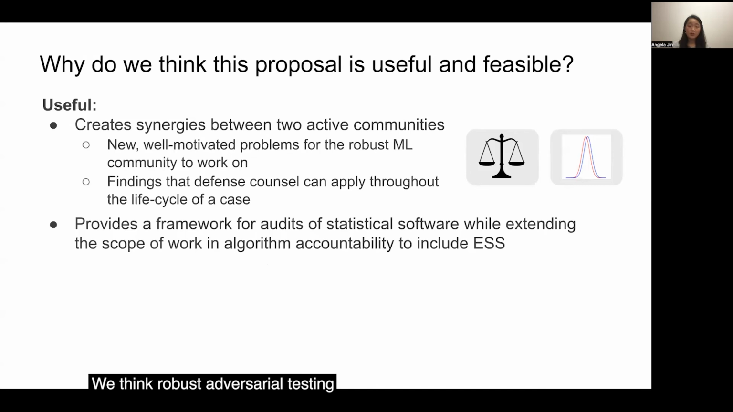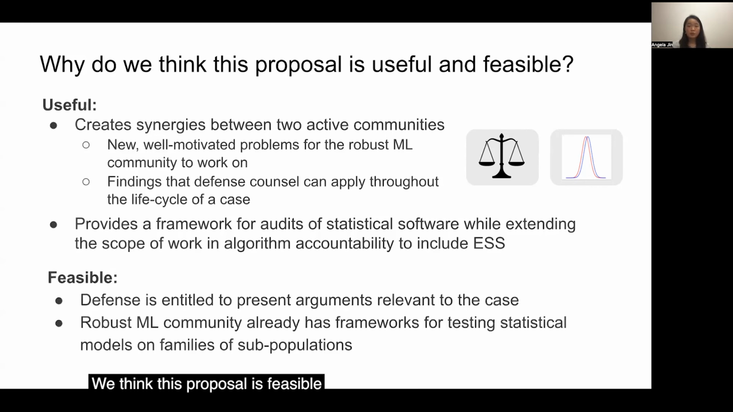We think robust adversarial testing is useful for several reasons. First, it connects 2 active communities and creates synergies between them. For instance, it provides new, well-motivated problems for the robust ML community to work on, and in turn, defense counsel can apply findings throughout the life cycle of a case. Our proposal also provides a framework for audits of statistical software while extending the scope of work in algorithm accountability to include evidentiary statistical software.